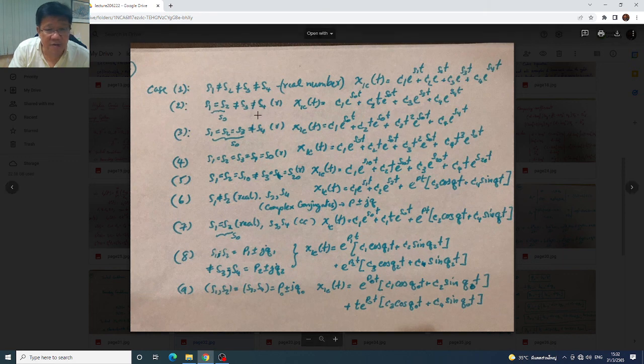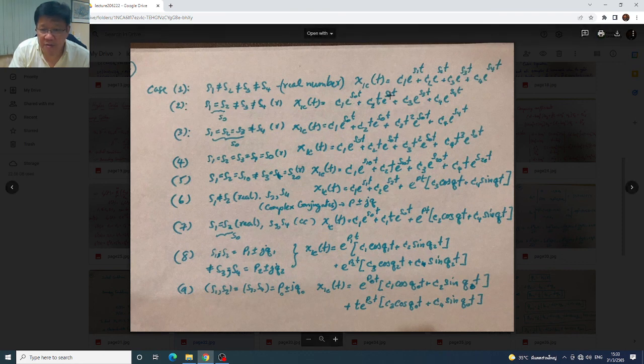The second one is, if there's a pair that is equal, all real roots also, but there's one pair equal but not equal to the other 2. You can see c sub 1 and c sub 2 here. The c sub 2 term needs to be multiplied by t, with the same exponent of s sub 0 times t, where s sub 0 is the same number for s sub 1 and s sub 2.